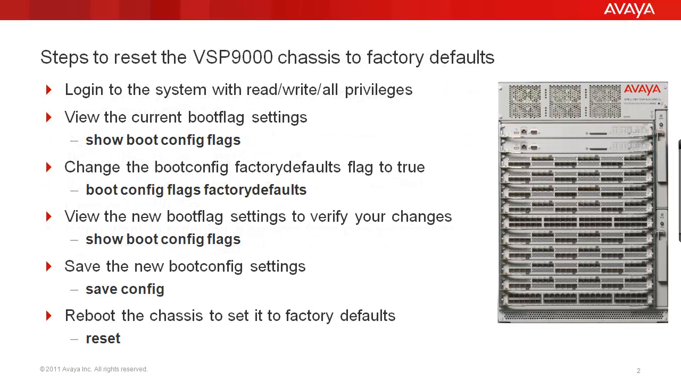In our example, we will log into the system with read-write-all privileges and enter configuration mode. We'll view the current boot flag settings using the show command. We'll change the boot config factory defaults flag and set that to true. We'll view the new boot flag settings to verify our changes to the boot config. We'll save the new boot config settings using the save config command. And finally, we'll reboot the chassis to set it to factory defaults.